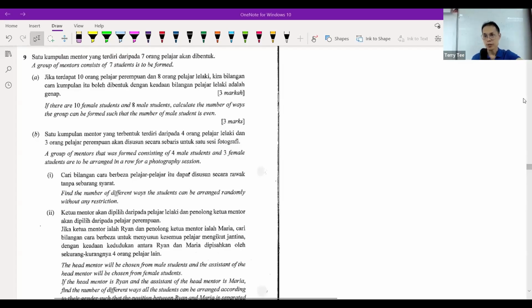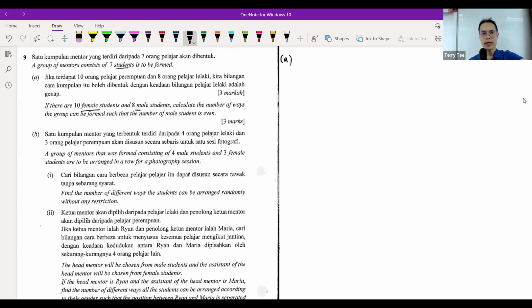Okay, the next question, question number 9, is from Form 5, Chapter 4, Permutation and Combination. Here we have a group of mentors, consisting of 7 students, to be formed. There are 10 female students and 8 male students. Calculate the number of ways a group can be formed such that the number of male students is even. This is a combination. We are forming a committee or a group, so the arrangement is not important, so it's combination, not permutation.